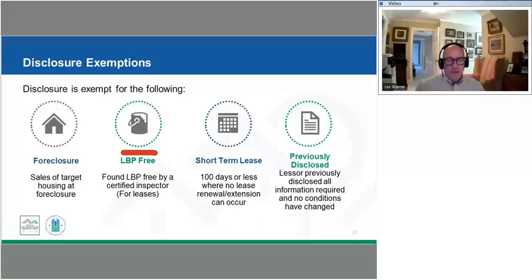So I think the key thing I want to convey is that not all abated properties are actually going to be lead-based paint free, because they may have lead paint that has been contained following the abatement standards, but it's still not lead-free. So that's an important distinction.